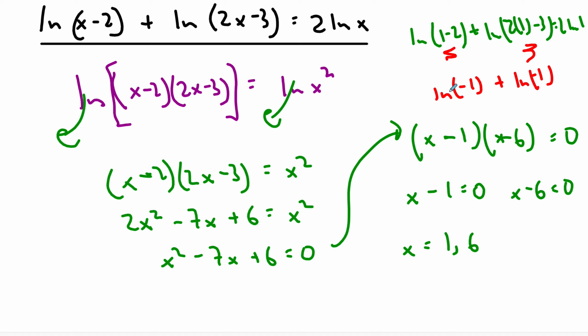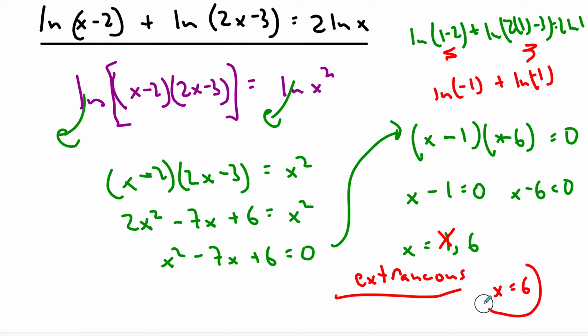which does not work. We can't take the natural log of a negative number, which means that this is an extraneous or extra solution. Extraneous, which is a fancy way of saying extra. So that's an extraneous solution. So the only solution is x equals 6. Okay? And that concludes some examples.